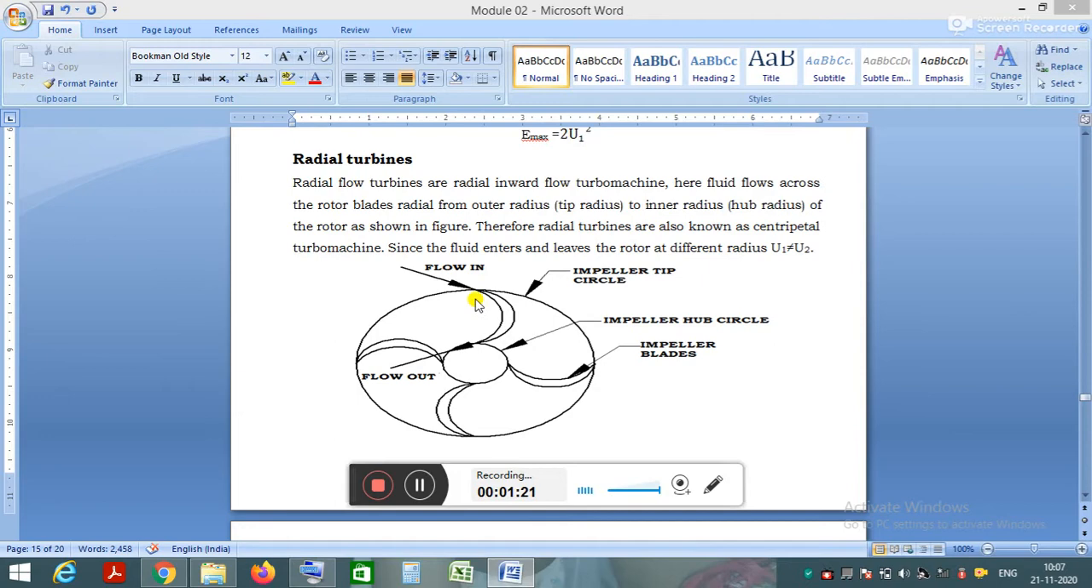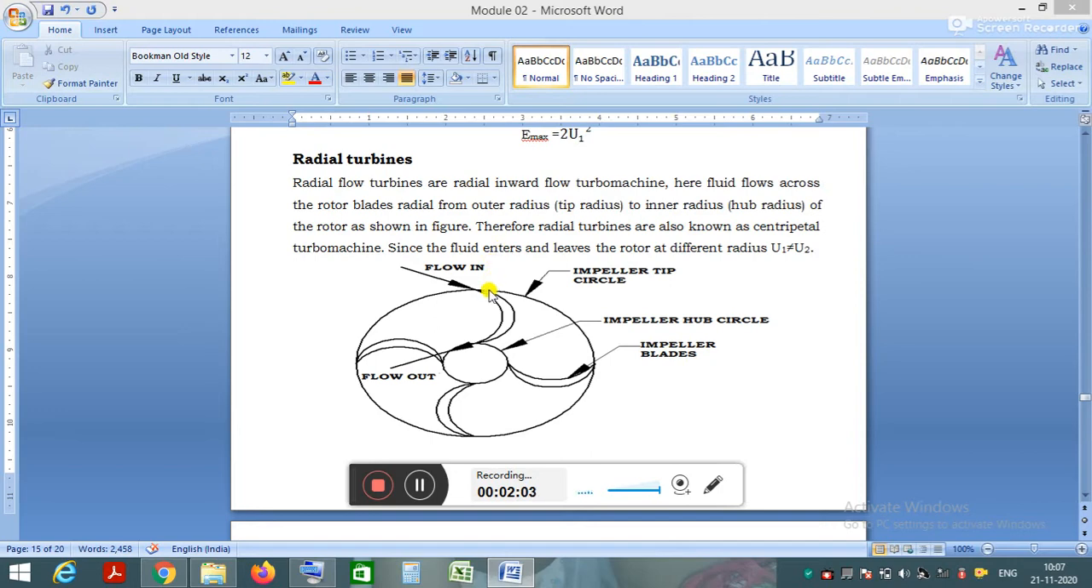What is meant by radially? The fluid enters the turbo machine at 90 degrees to the axis of rotation of the blades. The fluid enters radially to the axis of rotation, and flows from the outer radius to the inner radius. Fluid enters at the tip of the blade and moves towards the shaft or the rotor. Therefore, radial flow turbines are also called inward flow radial turbo machines.